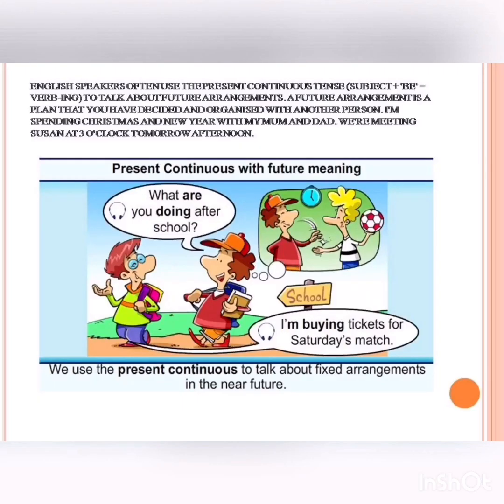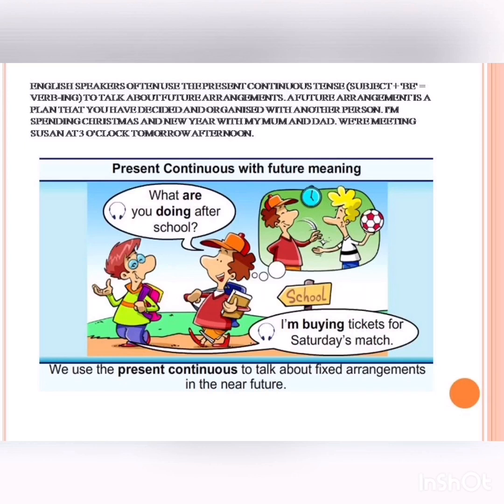English speakers often use the present continuous tense, subject plus be, verb plus ing, to talk about future arrangements. A future arrangement is a plan that you have decided and organized with another person. I'm spending Christmas and New Year with my mom and dad. We are meeting Susan at 3 o'clock tomorrow afternoon.